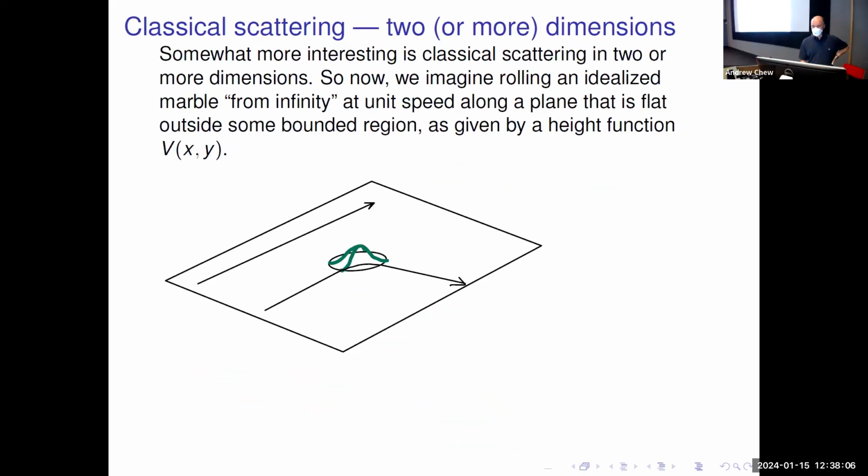Okay, so one-dimensional scattering is quite simple. Slightly more interesting is two-dimensional classical scattering. So now we're still rolling a marble, but this time on a plane. And the plane is flat most of the time, but in some bounded region, it has some topography. So here's a little hill in the middle of this plane. There could be many hills and valleys and so on.